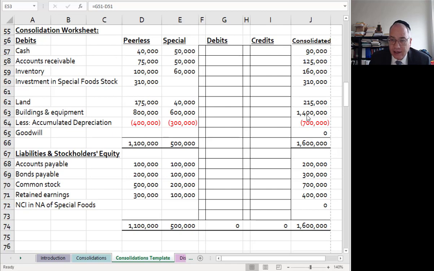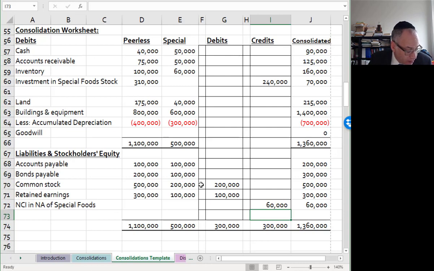Let's just see what this balance sheet would look like if we were going to consolidate the whole thing. We'll do our basic big consolidation entry here. I'm going to debit stockholders' equity of this sub. I'm going to credit 80% of this to the investment account. So that would be 200 plus 100 times 80% credited to the investment account, and 20% of it would be credited to non-controlling interest in the net assets of Special Foods. So that would be your basic elimination entry.